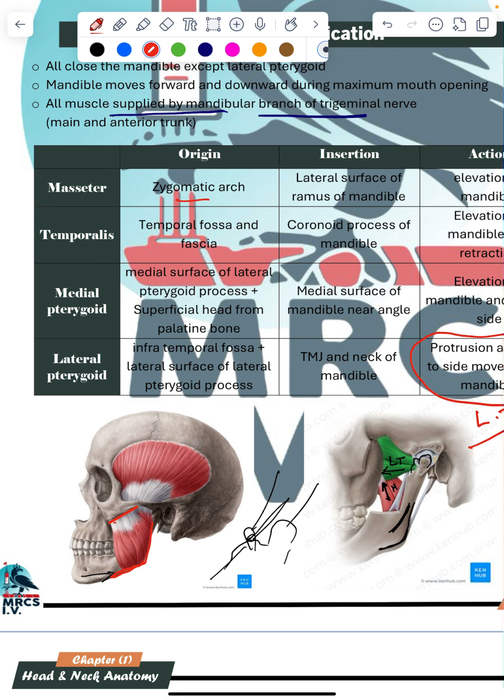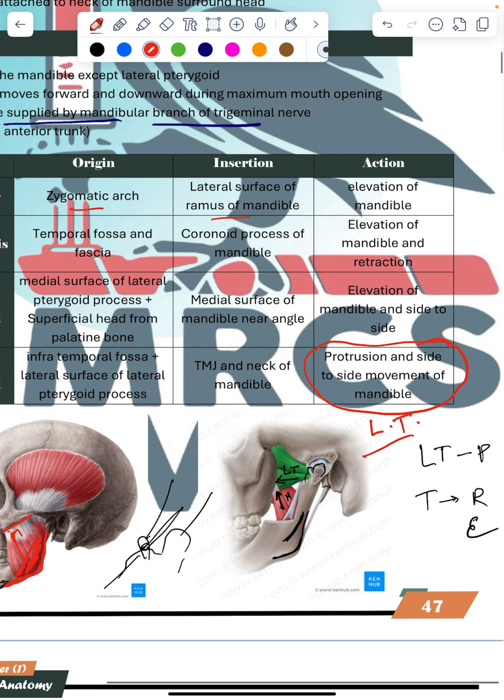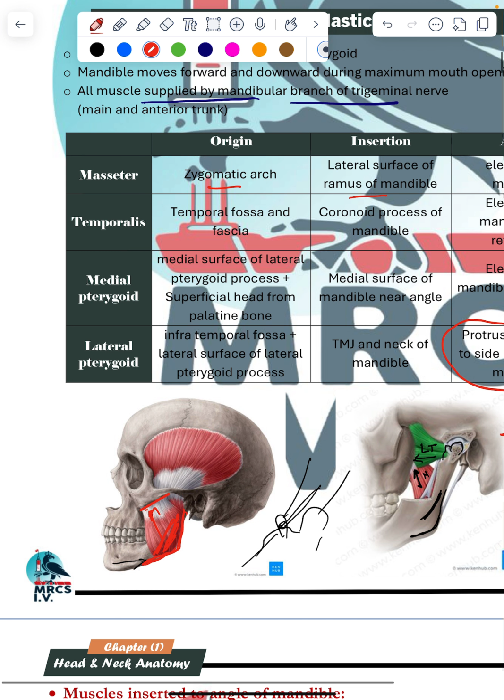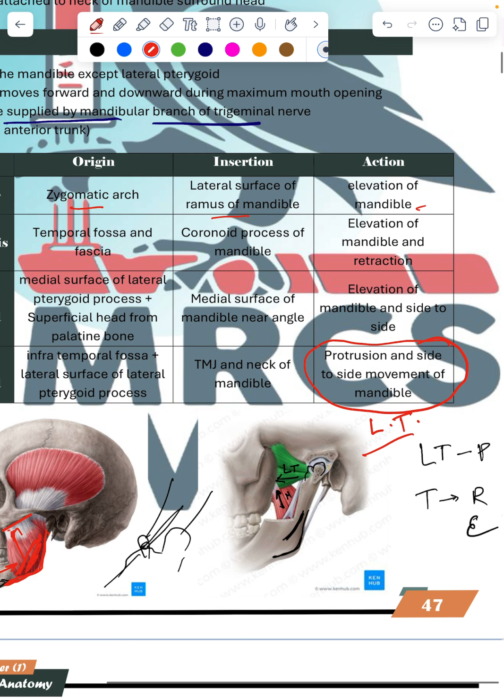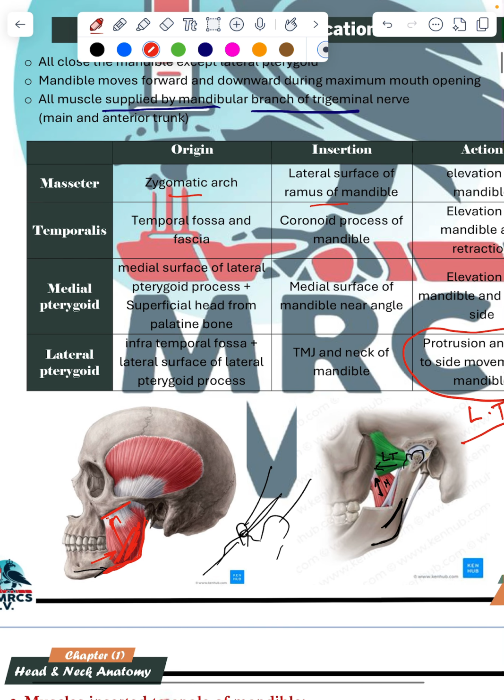So masseter is starting from the zygomatic arch and attached to the lateral surface of the ramus of mandible. This is the ramus of mandible. This is the lateral surface. So when this contracts, it will again cause elevation. It is above downward. This is elevation of the mandible. And when it contracts, it retracts a little bit. Backward movement of the lower jaw. Mandible is the lower jaw, so it has to be retracted.